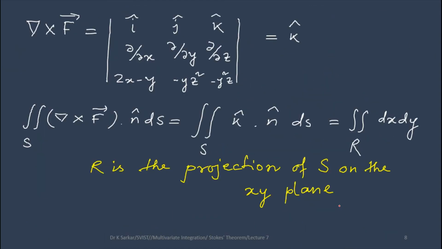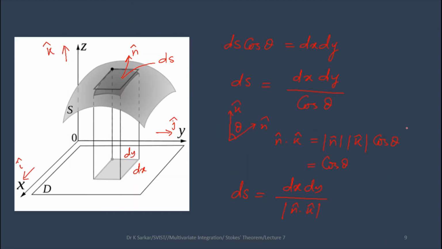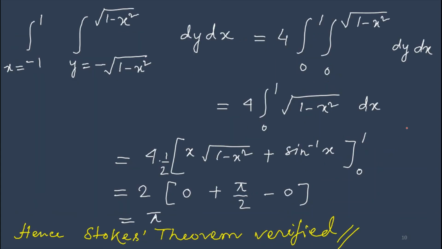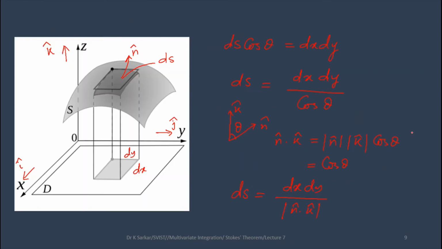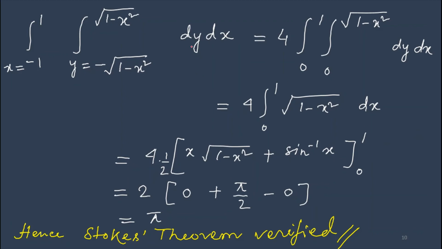Now you have understood how this k dot n and n dot k cancelled and we got the double integral over R dx dy. Now we have to find this integration, double integral R dx dy. Let us find. We have to change the order of integration.